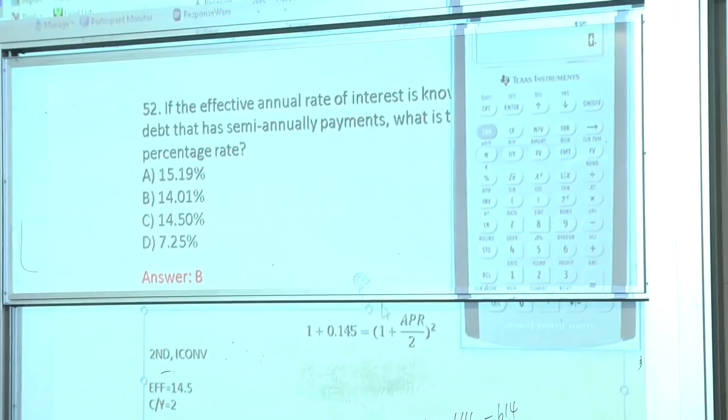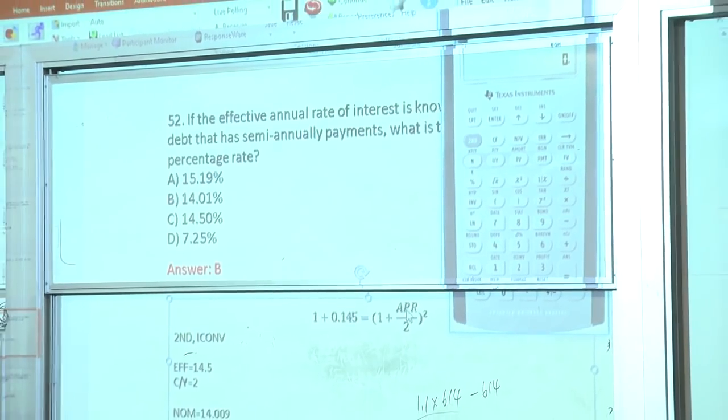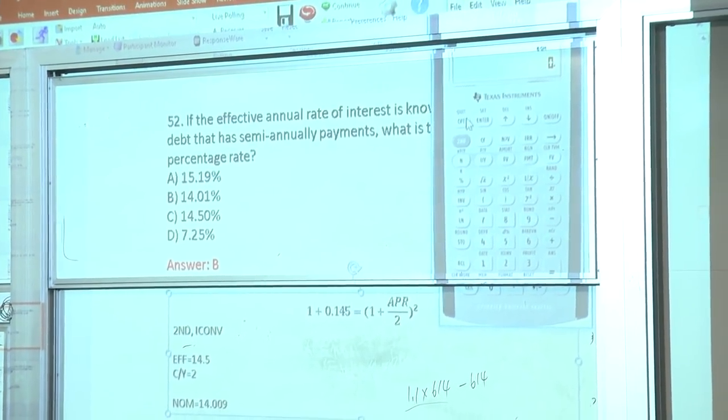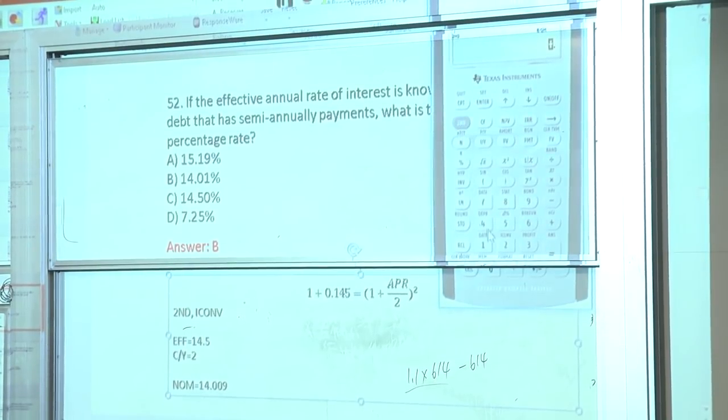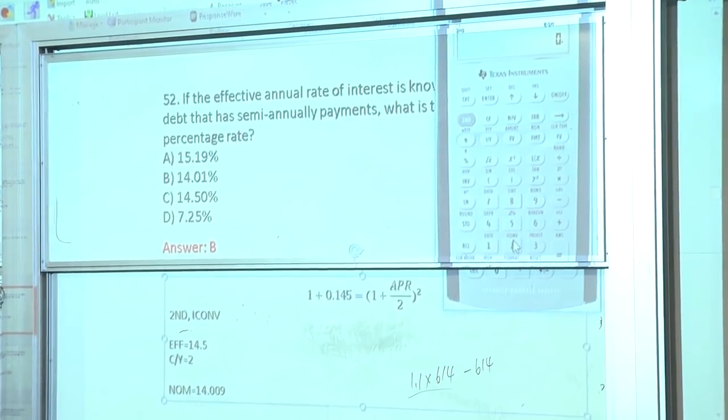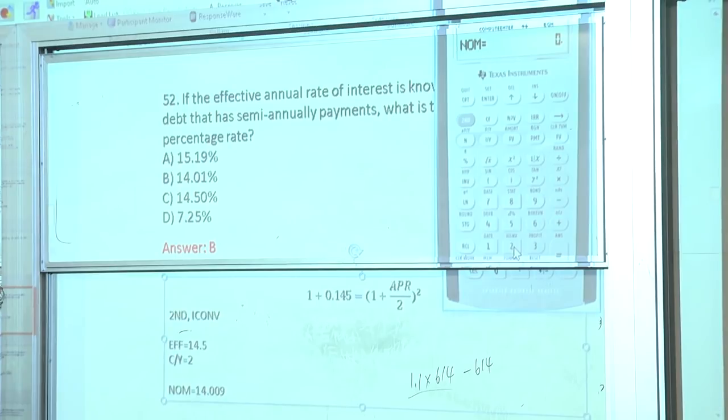There are 3 variables. One is the EAR, the other APR, and third is M, okay? Second, there's I, C, O, and V, right? Click that. And if you keep it down, there are 3 variables: nominal, effective, and CY, that's M. Okay, there are only 3. So you enter 2, and you can calculate the last one.